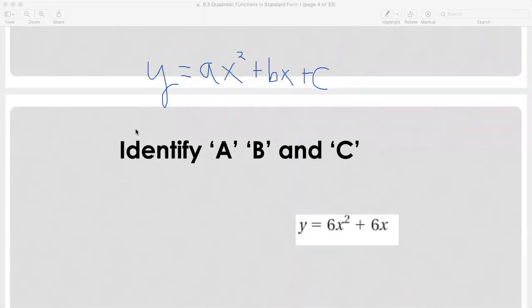So why don't you pause? This one is a little tricky. One of the values is missing. Why don't you identify a, b, and c? Okay, so a is 6. B is also 6. C is your constant. There is no constant here, so c would be 0. It's totally missing.